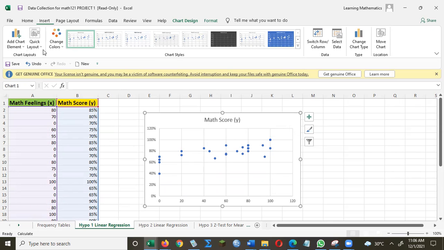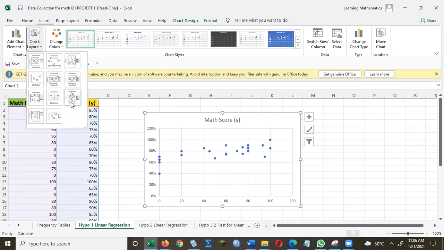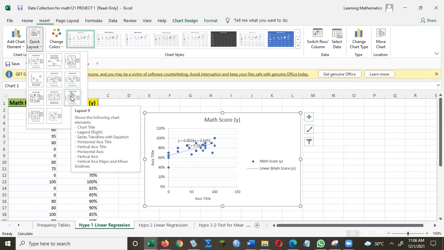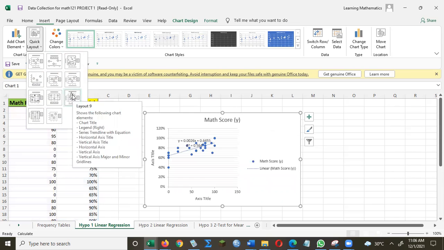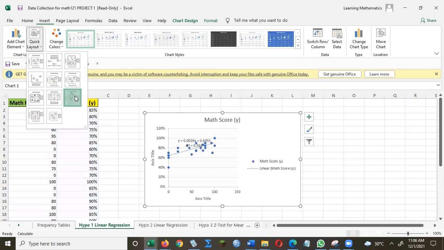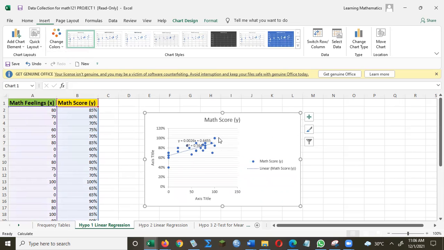So what you do, you go in quick layout, and you go in this one, you have an FX, meaning it shows the title, the legend, the series, the vertical X, and so forth. This one will show you the series trend line with equation, and you want the trend line and you want the equation. Some Excel gives you a bold line, some gives you a dotted line.